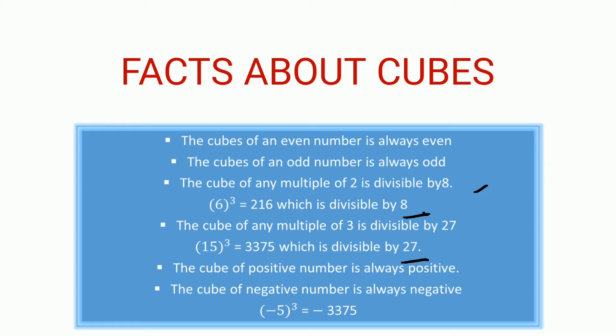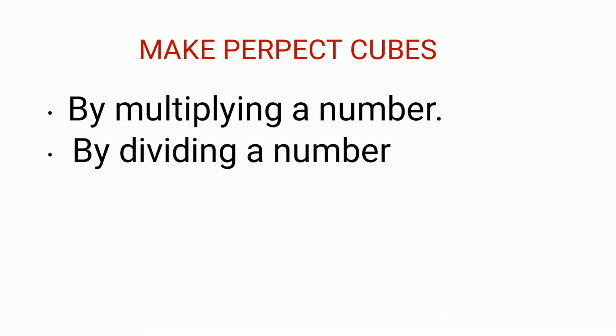Now, the cube of a positive number is always positive, and the cube of a negative number is always negative, like minus 5 whole cube is equal to minus 3375. These facts are very important for this chapter. Remembering these steps, how will we make a perfect cube of those numbers which are not perfect? There are two ways, either by multiplying a number or by dividing a number, as per the requirement of the question.